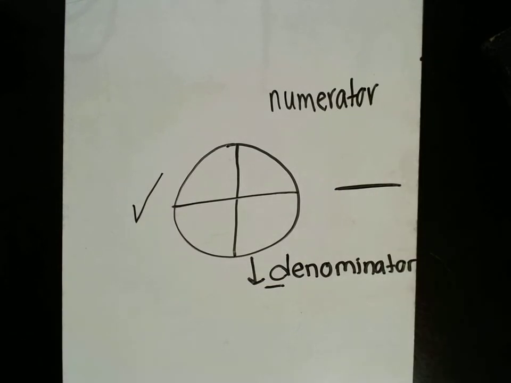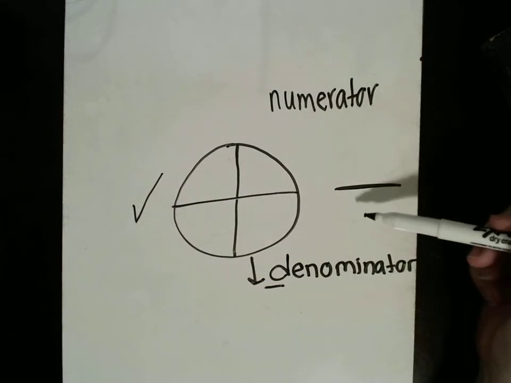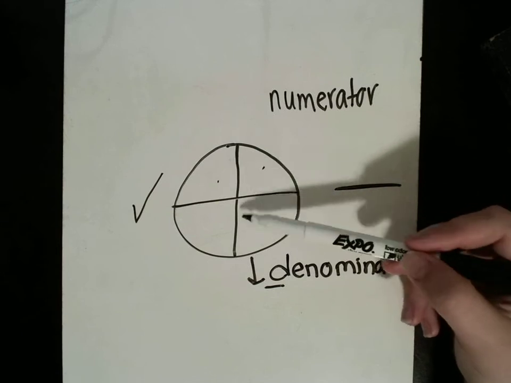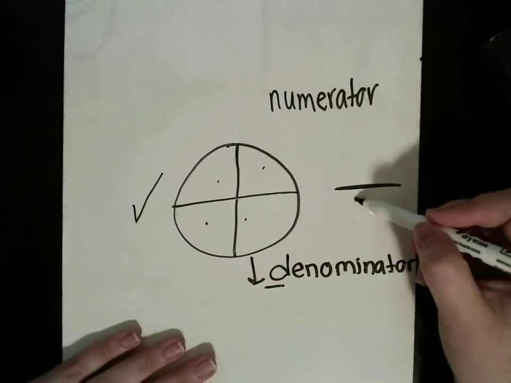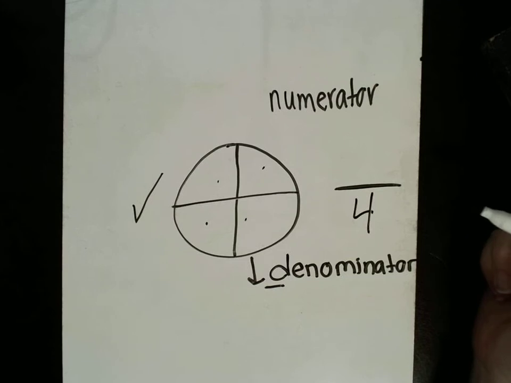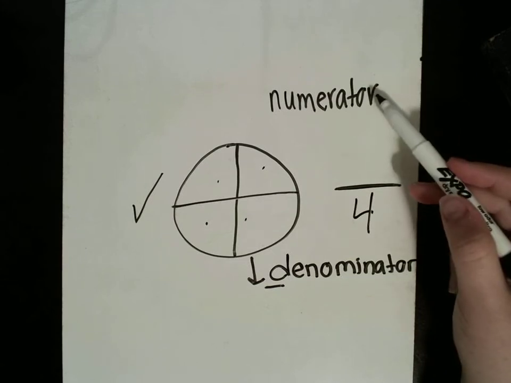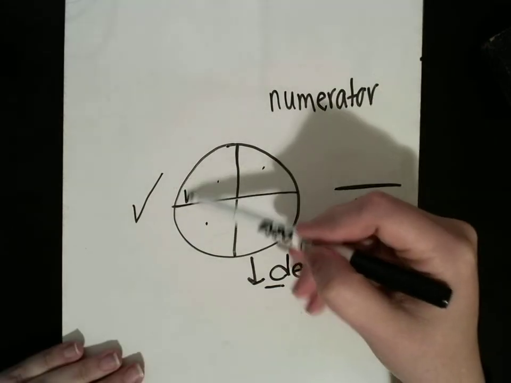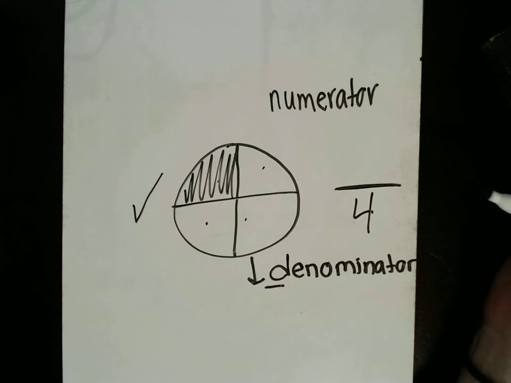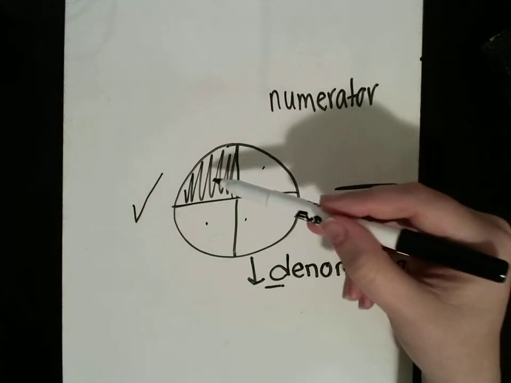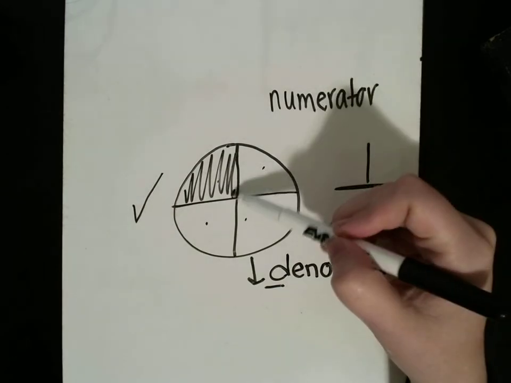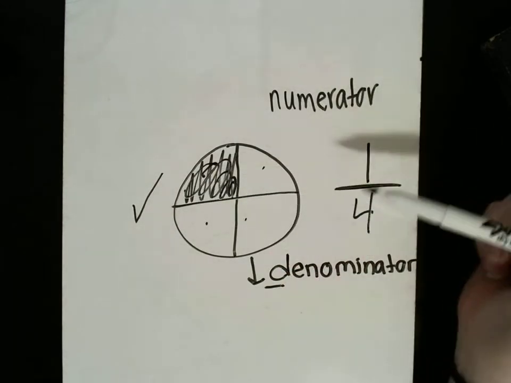Each of these tell us a different thing about our fraction. The denominator tells us how many equal parts there are. So for this shape we have 1, 2, 3, 4 equal parts. There are 4 parts that are equal. The numerator tells us what part of these 4 is shaded in. So if I shade in this one right here, I have 1 part out of 1, 2, 3, 4 shaded in. So this section right here is 1/4.